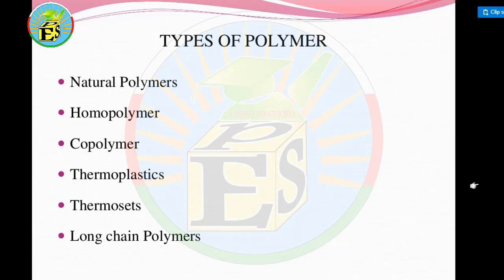Now if you go with the types of polymers, here are some different types of polymers. Number one is natural polymer, homopolymer, copolymer, thermoplastics, thermosets, long chain polymers. We will discuss each of them one by one later on. So here I will repeat again: natural polymers, homopolymers, copolymers, thermoplastics, thermosets, long chain polymers.